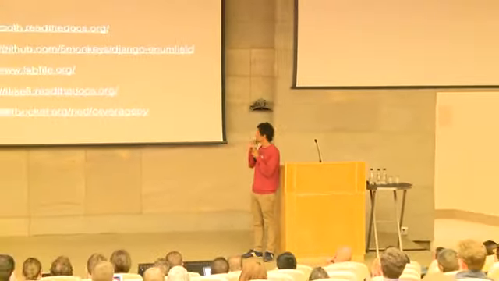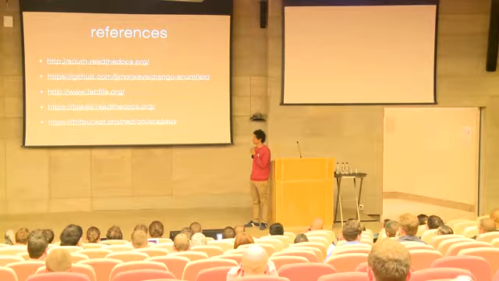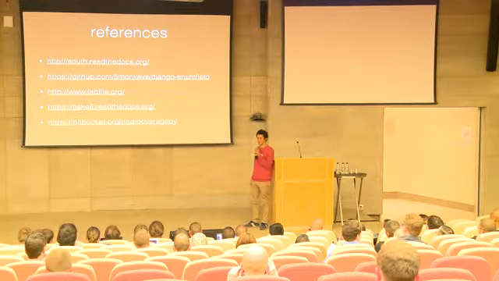Okay. So I'll mention some of the references that I referred to. We used South for database migrations. We used enum field for the transitions. We used Fabric for deploys and automation.